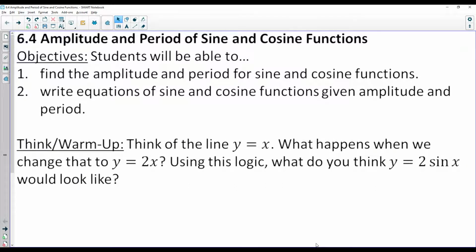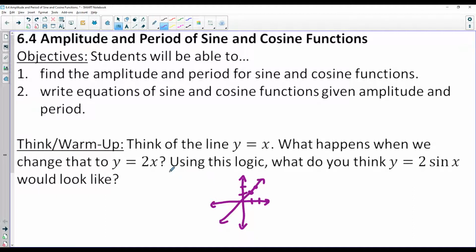And so for the think slash warm up here, I have: think of the line y equals x. What happens when we change that to y equals 2x? So if we just think of a basic graph of y equals x, we just have a line, where we're at the points (1, 1), (2, 2), which is very nice, and all the way down.